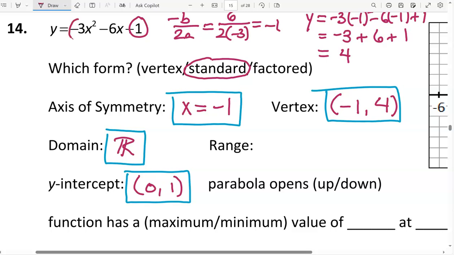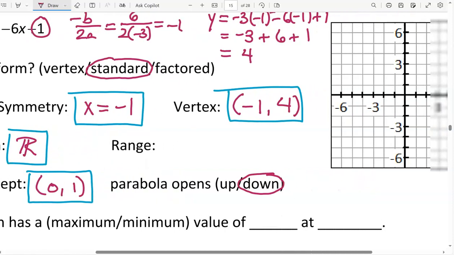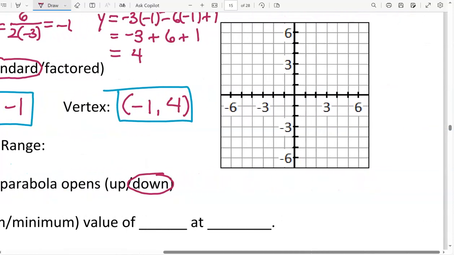The value of a is a negative number. That means that our parabola opens downward. That's going to be important. So let's use that information so far to provide a graph, and we'll come back to the last two questions.